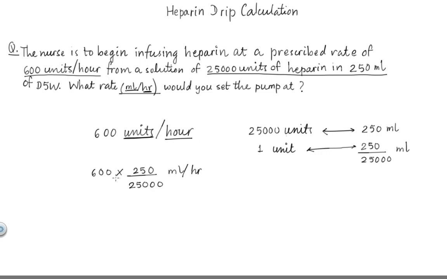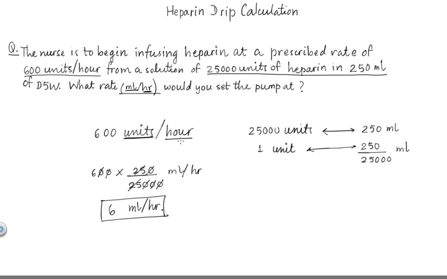It's math. Now you use the calculator, or this is not that difficult if you want to do it in your head. But use the calculator anyway. You will get 6 milliliter per hour. So that is our answer. Right there. So it's pretty easy.